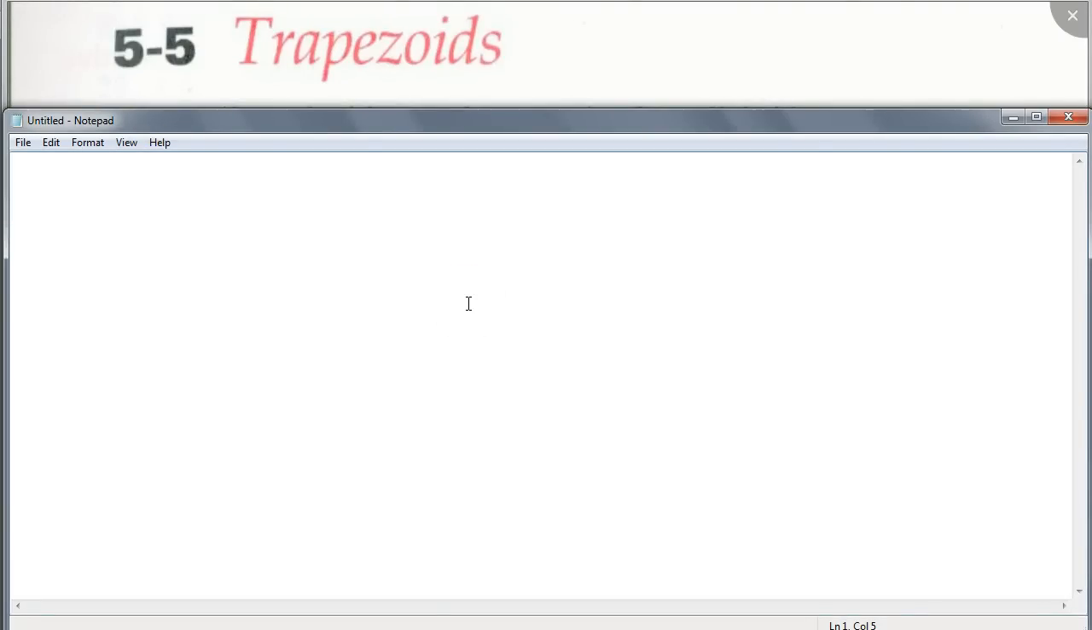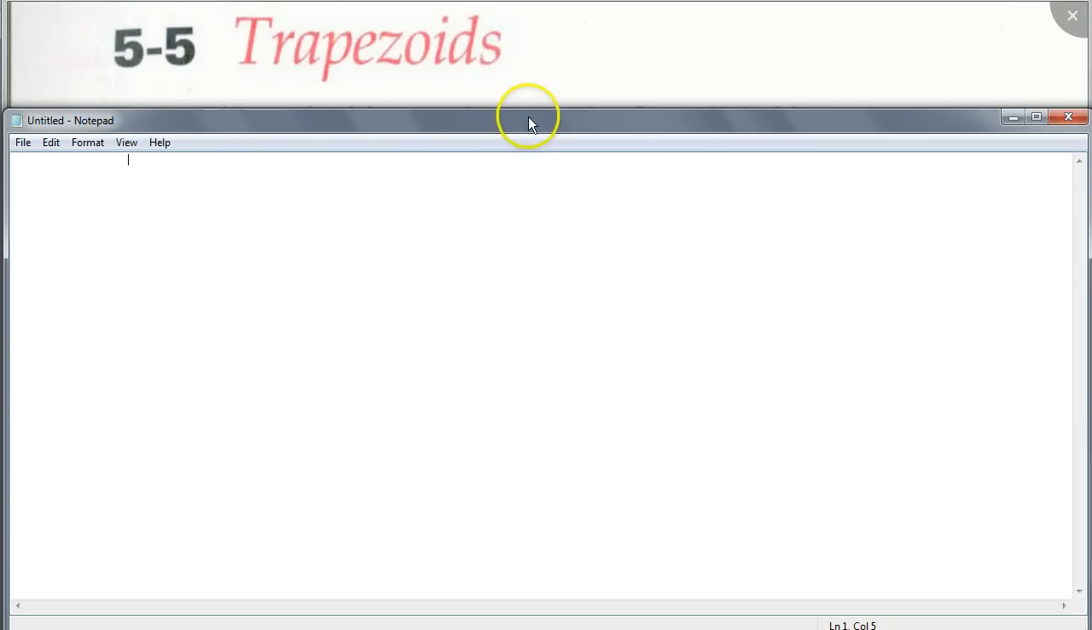Today we're going to talk about trapezoid. Jason, what do you think? How do you think we're going to define trapezoid? We sort of talked about this when we were talking about parallelogram a little bit. Any guess? Quadrilateral. Good. With one pair of parallel sides.